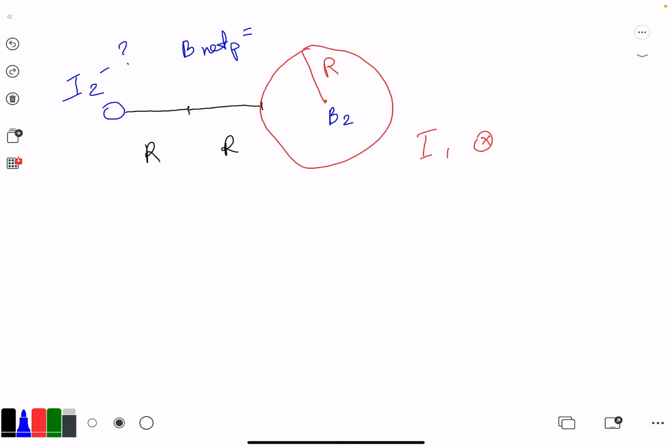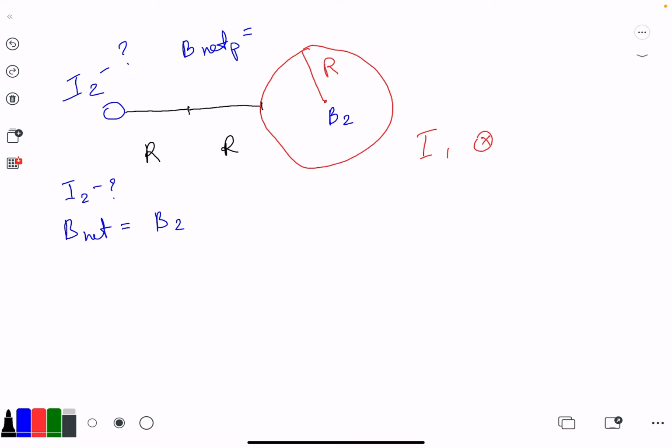So the condition is that we have to find the direction and the magnitude of the current. The condition is B net is equal to the magnetic field B2 due to the current 2. So how can we find it? It also specifies that you have to use plus sign for the current into the page and negative sign out of the page.